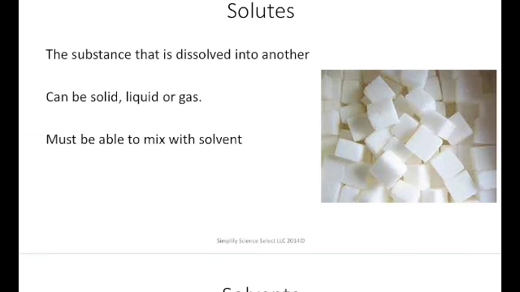A solute is a substance that is dissolved into another. Okay, you can have a solid, a liquid, or a gas solute, but you have to be able to mix it with a solvent in order for it to be a solute. So here you see an example of sugar cubes. Sugar cubes are actually a great solute because you can mix them in tea or Kool-Aid or whatever. So solutes are anything that will be able to dissolve in the solvent.